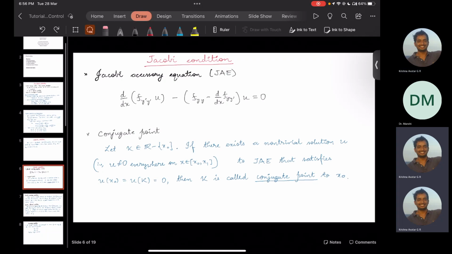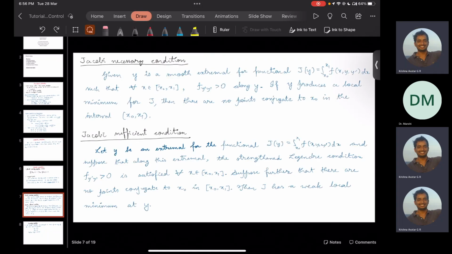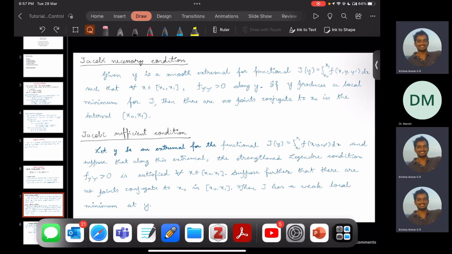So we know the definition of a conjugate point, and then we talk about the Jacobi necessary condition, and then we'll talk about the condition for sufficiency. The theorem says that given y is a smooth extremal for the functional j of y equal to the integral from x naught to x1 of f of x, y, y prime, for every x that is an element of x naught x1, we have to meet what we call the strict Legendre condition.